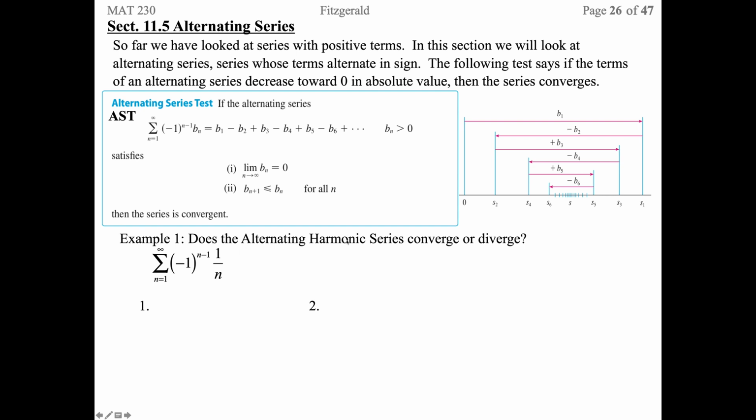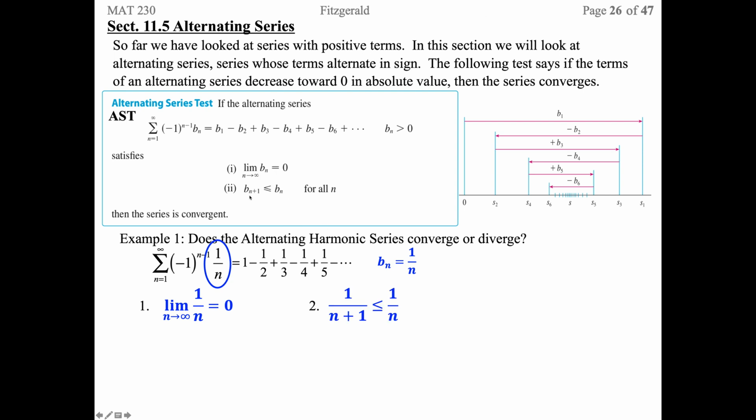Does the alternating harmonic series converge or diverge? Well, if it was just the plain old harmonic series, we know it diverges. So we list out some terms to get an idea of what's going on. This is my basic b sub n. We're going to take the limit of that. Well, that's going to approach 0 when we take the limit as n goes to infinity. So that satisfies number 1.